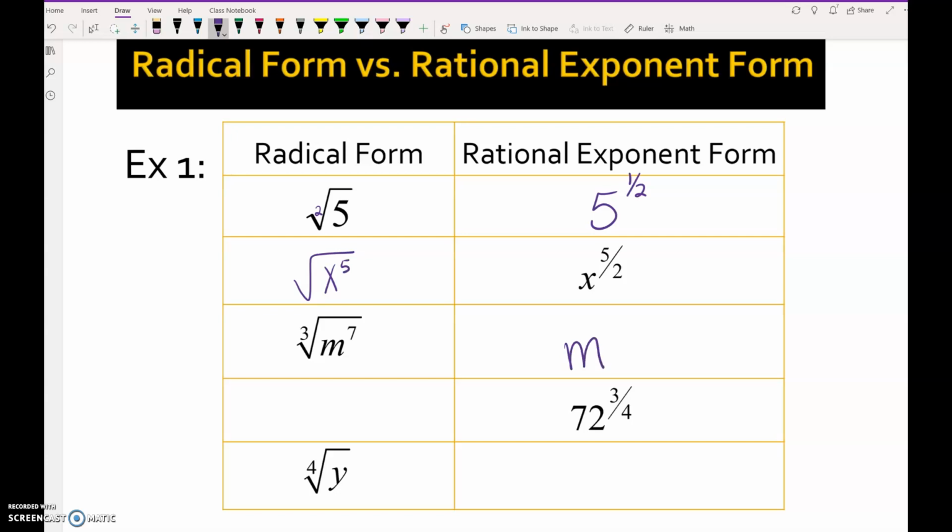This one would be m to the, anyone? 7/3. 4th root of 7 squared raised to the 3rd. And the last one, y to the 1/4.